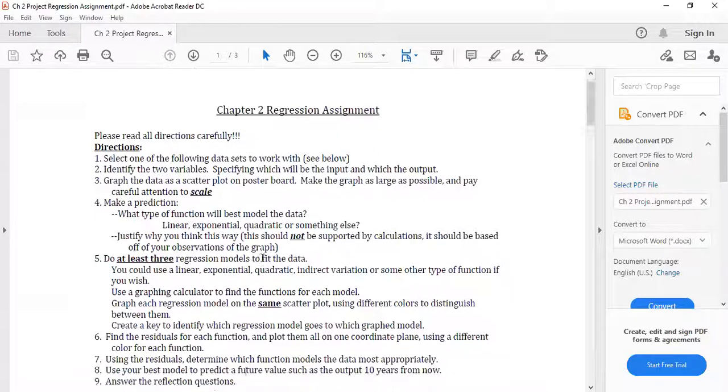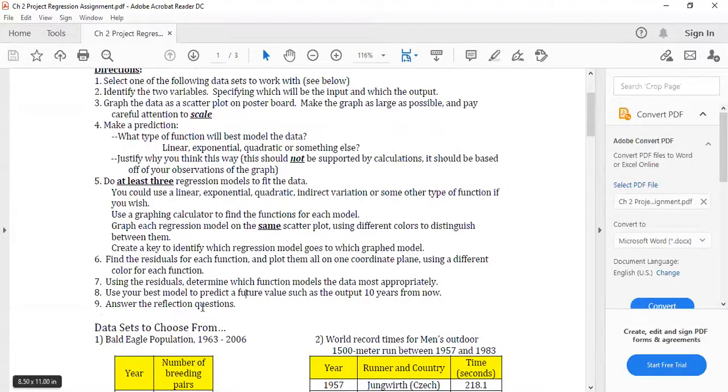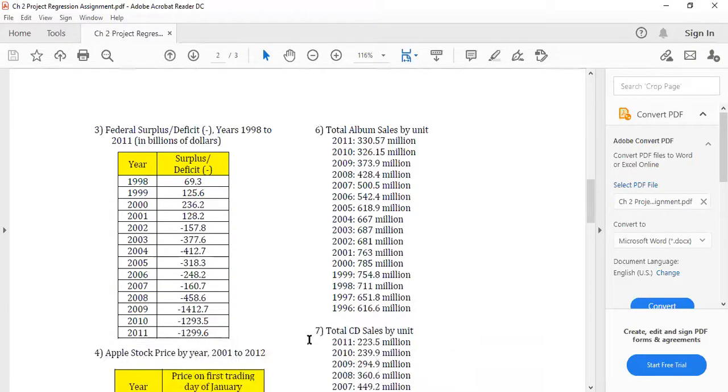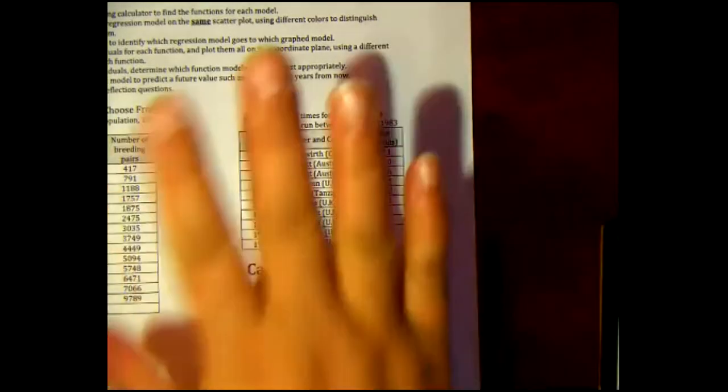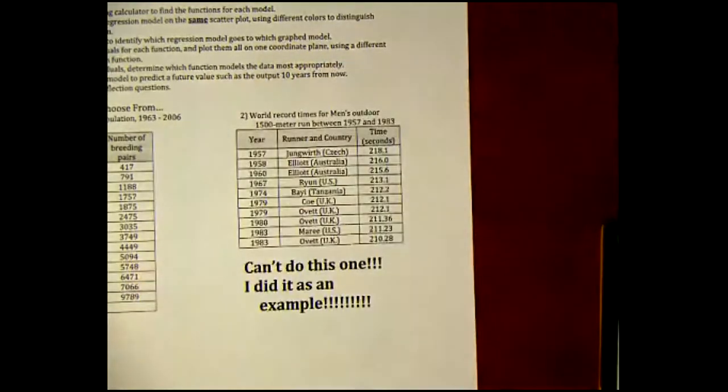But you will answer the reflection questions as number 9, your final step here, okay? So if we come to our Elmo here, I have the same exact chapter 2 regression model. And remember I said you can't use data set number 2 because I'm doing my example with data set number 2. So number 2 is out. Can't use it, okay?